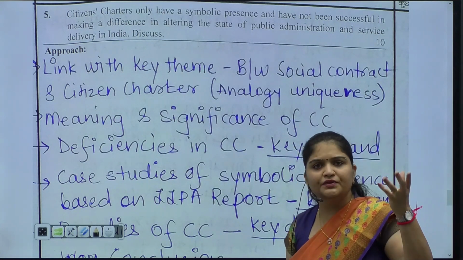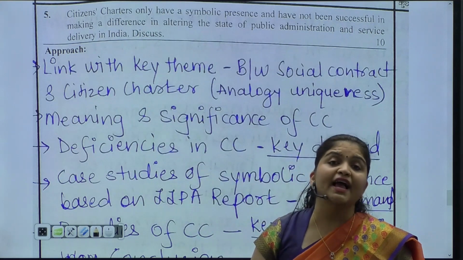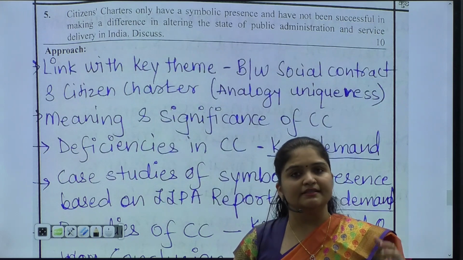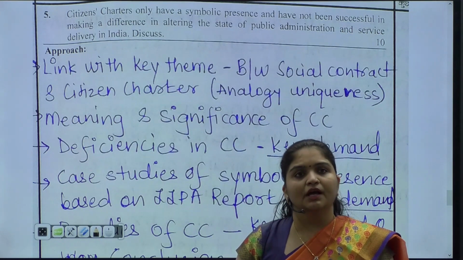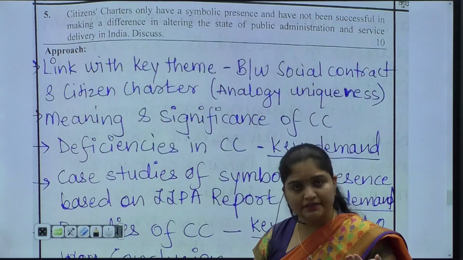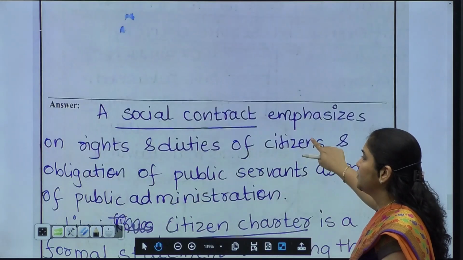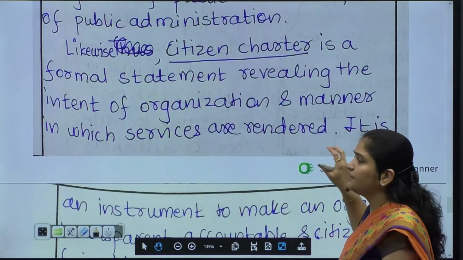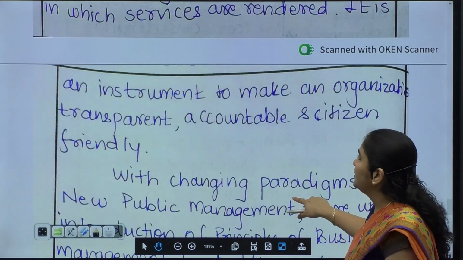So political science, which knowledge or which thing can we link here? How we have a social contract between the government and the citizens. Similarly, what do we have? We have the citizen charter. And how this citizen charter is a statement, okay, in this regard. So we are talking of how there is a social contract. Similarly, the citizen charter is also a statement, right? Talking of duties and rights.